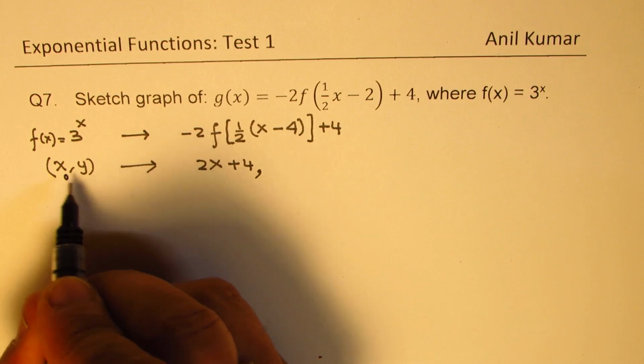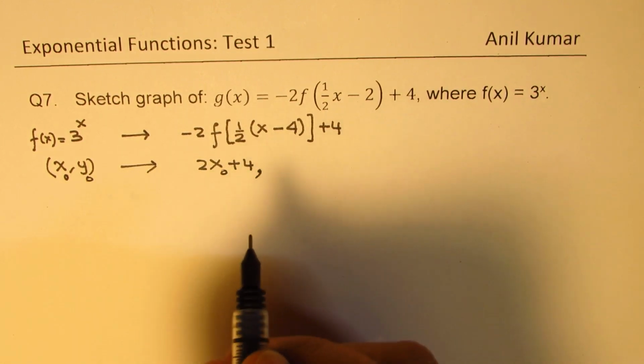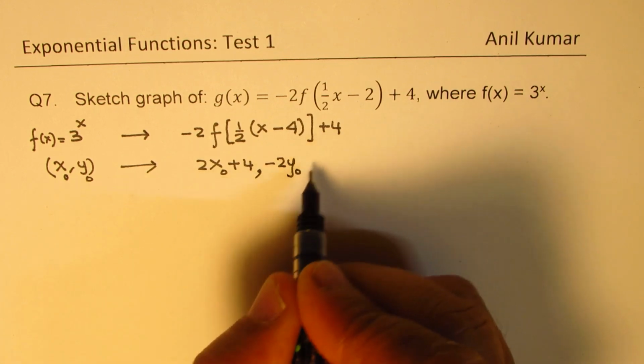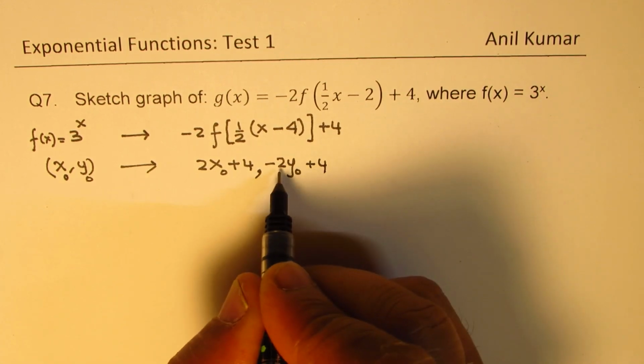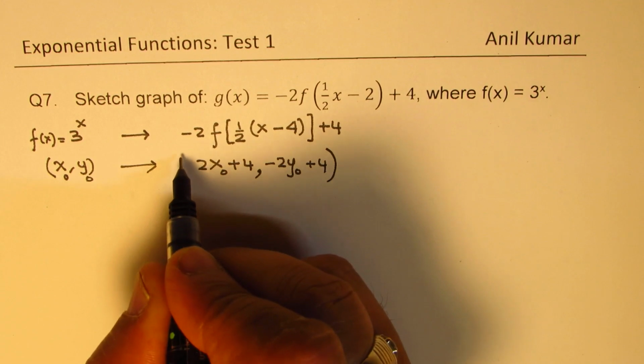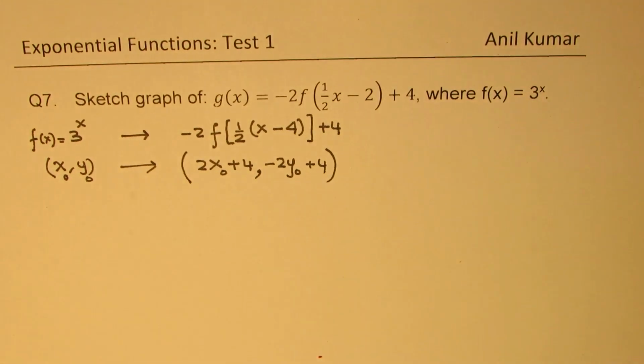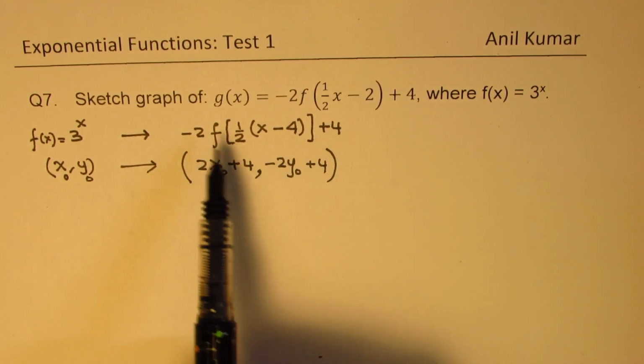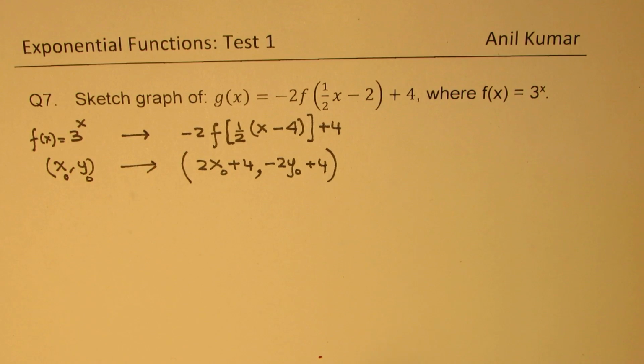And the y coordinates will be minus 2 times the original value. So we can write this as x0, y0, the original values, so minus 2 times y0 plus 4. So it is reflected on the x-axis and moved 4 units up. Correct? So our graph, you can see, is going downwards now with a horizontal asymptote at 4.